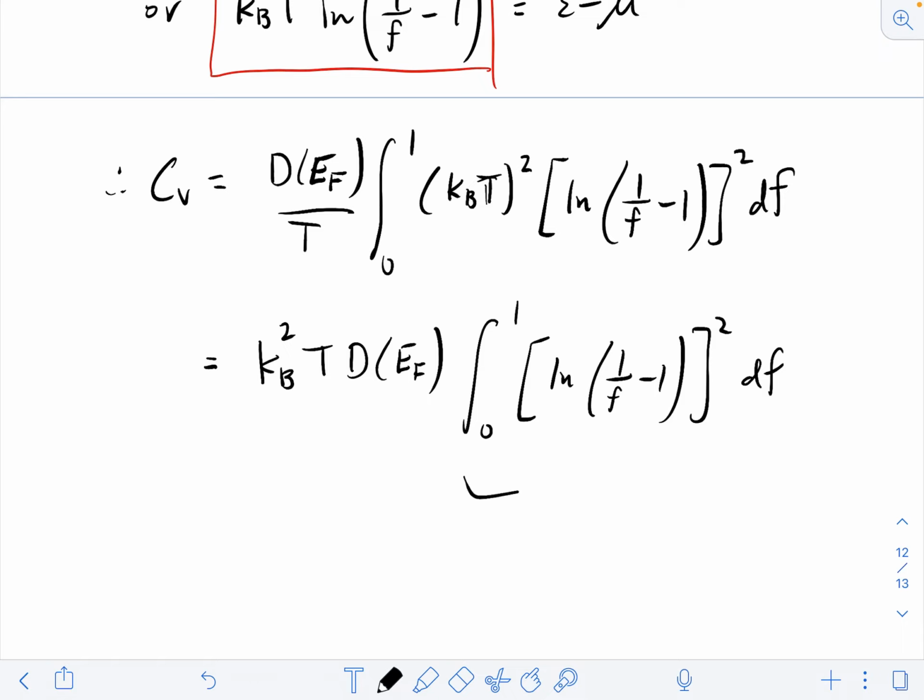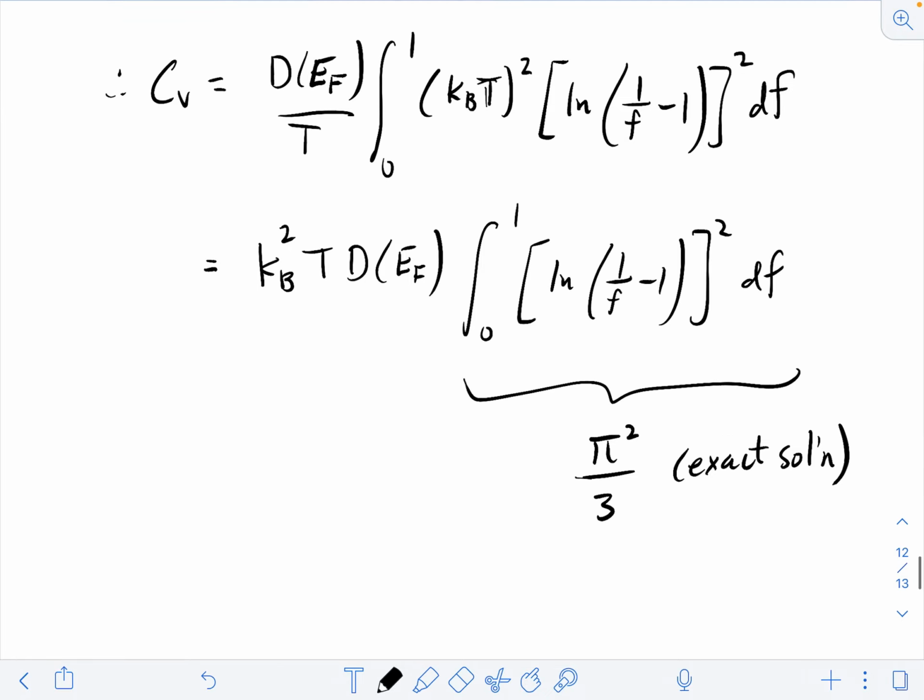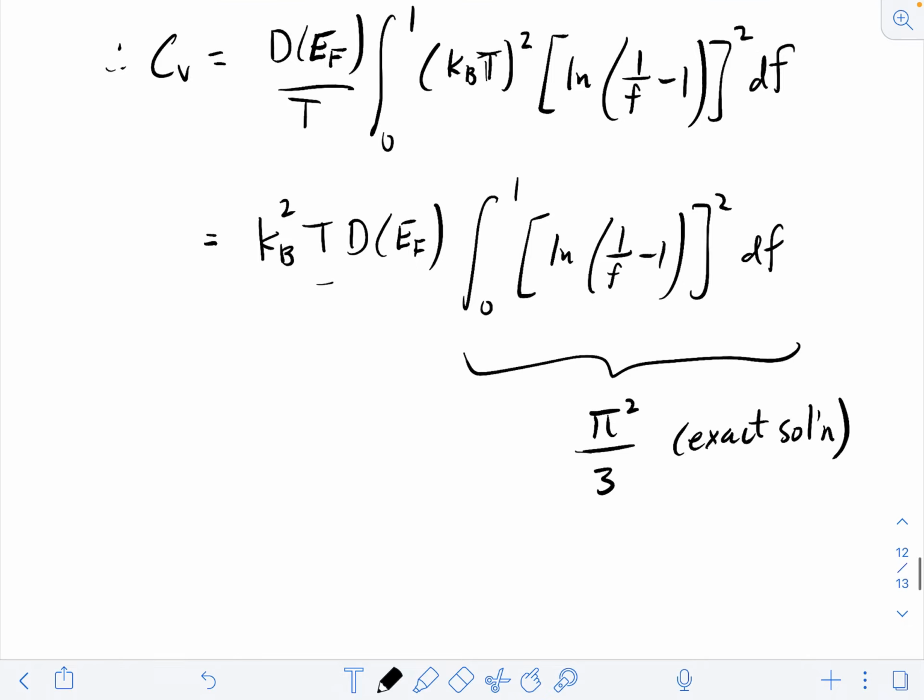This integral has an analytic solution. Believe it or not, it's pi squared over 3. And so this is an exact solution. Okay. So you can kind of see the result already that we wanted to get. We wanted to get that the heat capacity was proportional to temperature. And so we have that. And so what we're going to do now is try to rewrite this in a neater form.